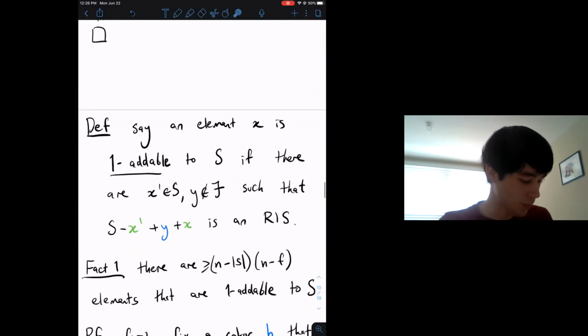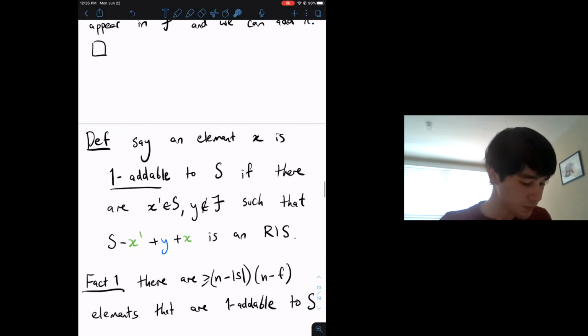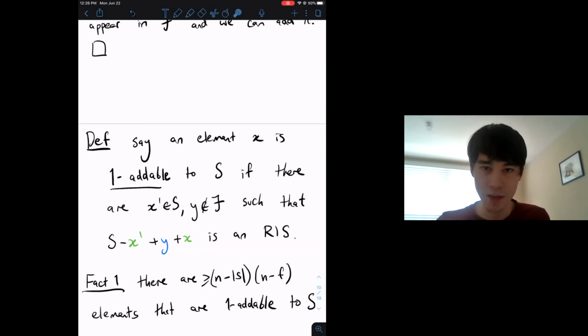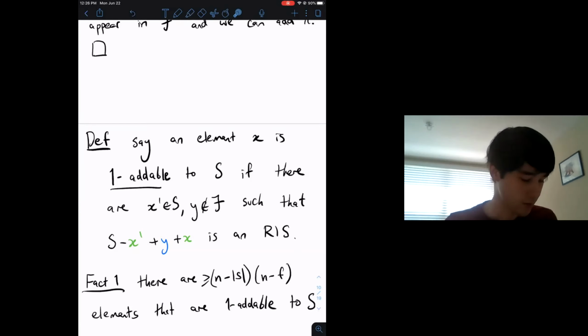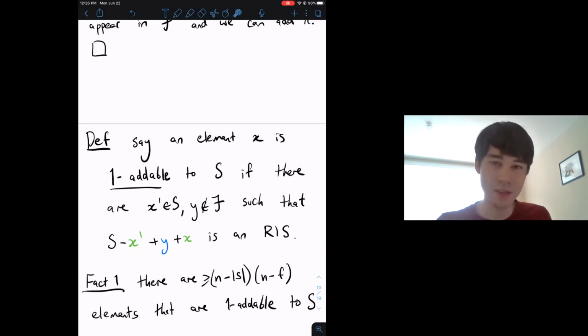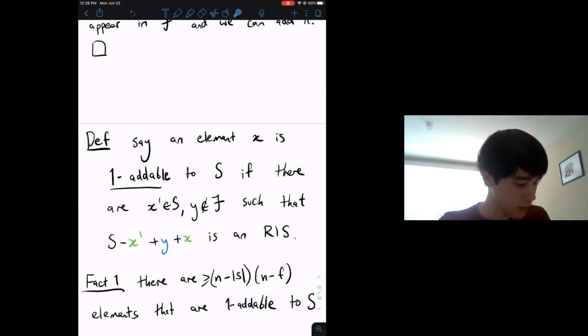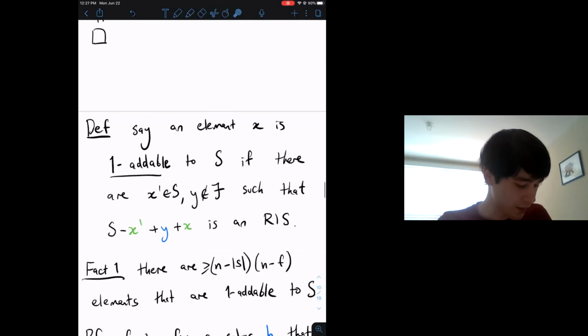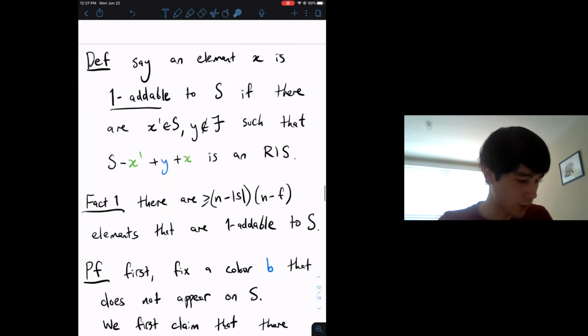Let's have a more sophisticated version of fact 0, which says that there are always at least n minus s times n minus f elements which are one-addable to a rainbow independent set S. So of course, what we had before was n minus s squared. So if S is close to a transversal basis, if the size of S is close to n, this is a much better bound, which we get from the flexibility that a swap gives us. So this fact is, again, nearly trivial, but we'll have a proof.